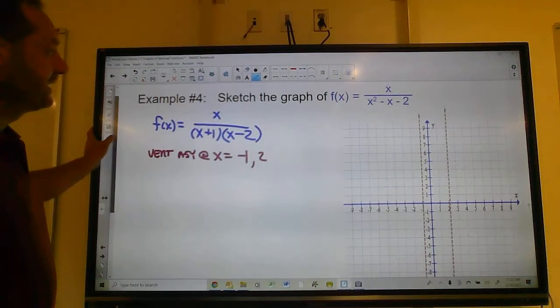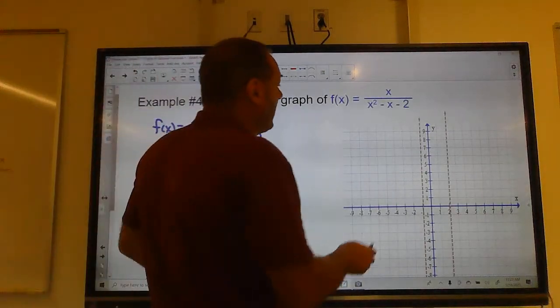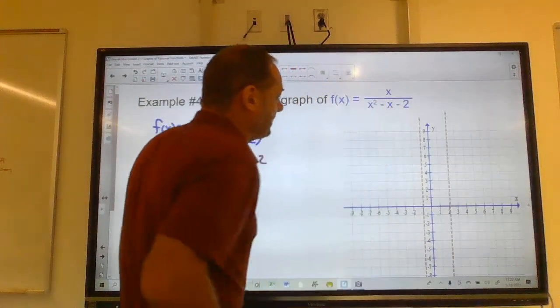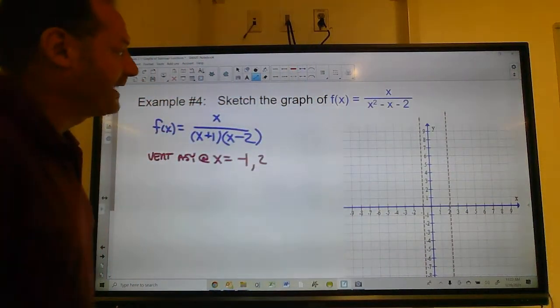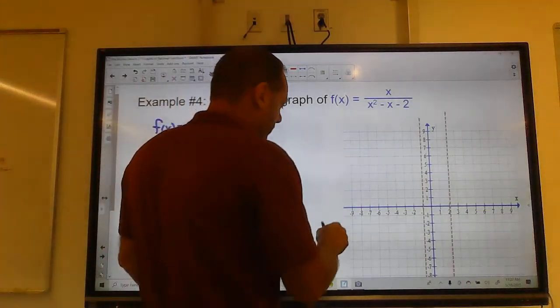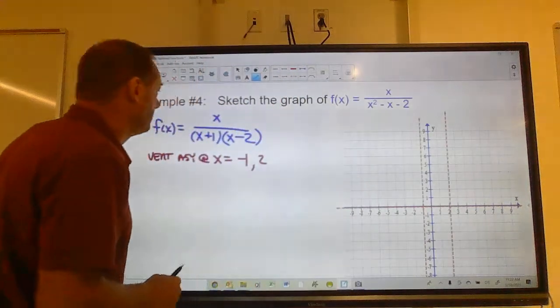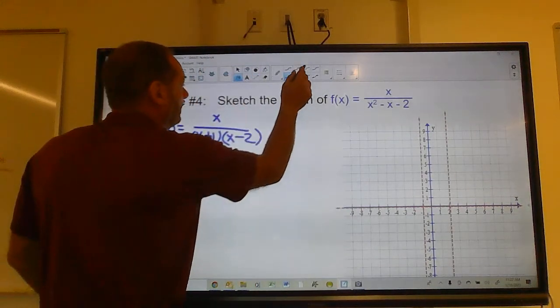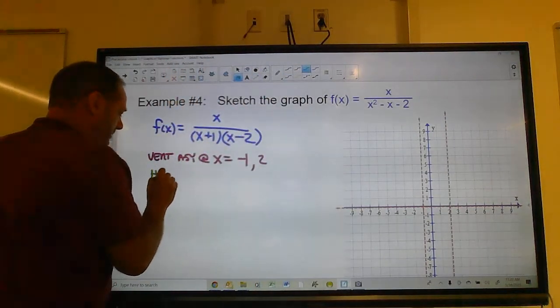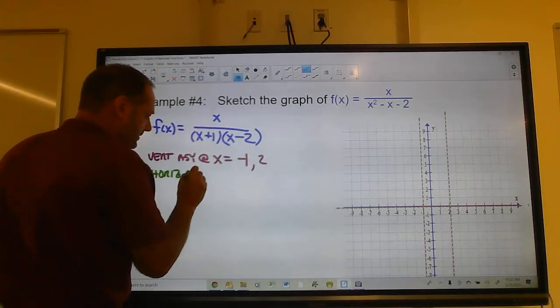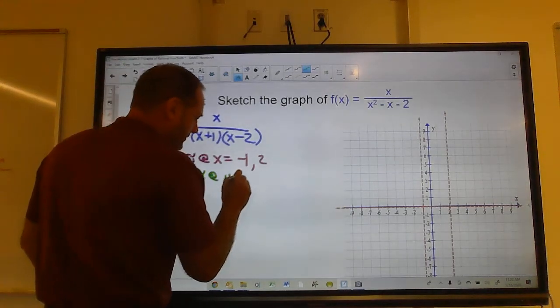Now, this thing has a degree 1 on the top and a degree 2 on the bottom. So the bottom's going to grow faster than the top. This thing's going to have a horizontal asymptote at y equals 0.